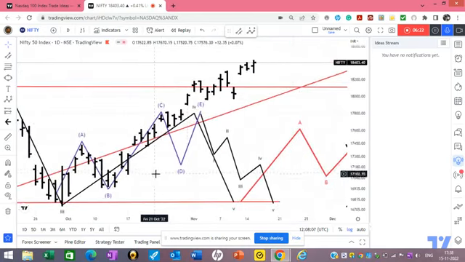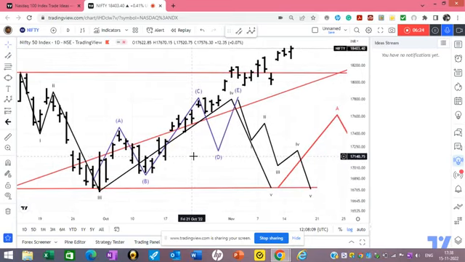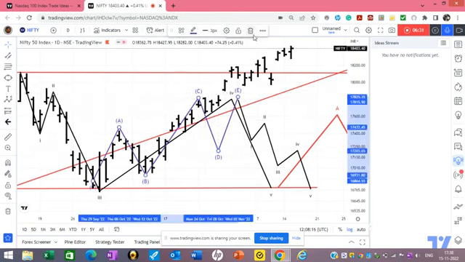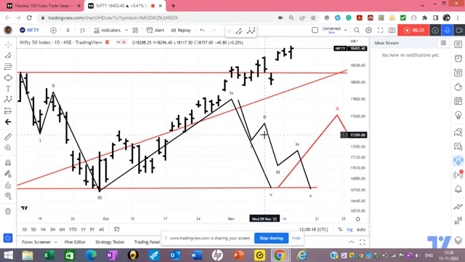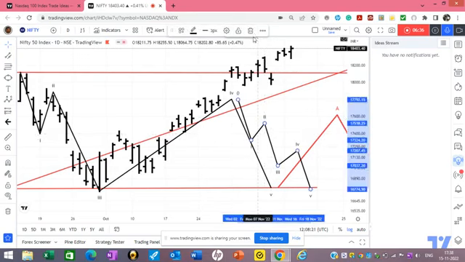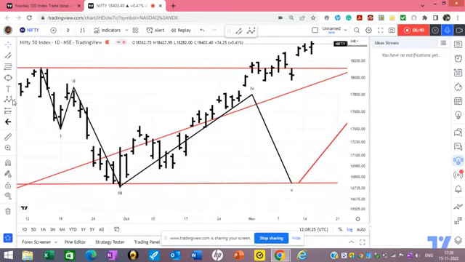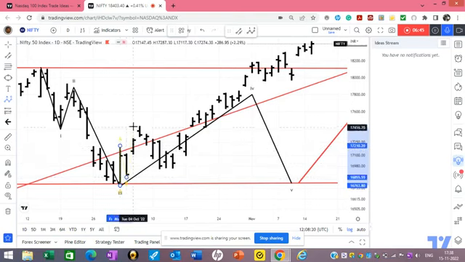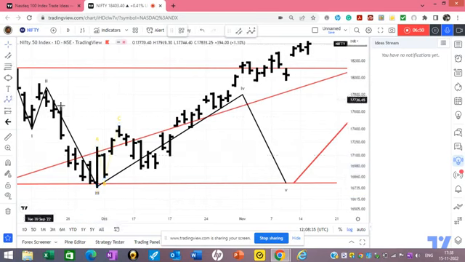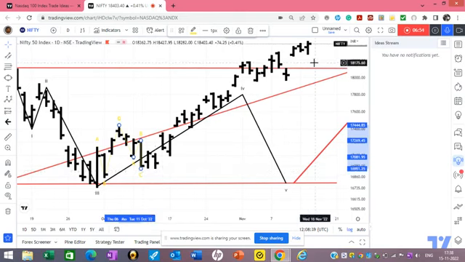Now this is the chart of Nifty, daily chart, Nifty 50. I was expecting a triangle wave here, A, B, C, D and E, but this does not happen. What happened instead was, so this was a triangle, A, B and C. And after this triangle, this move came.